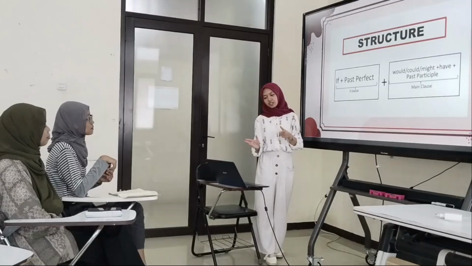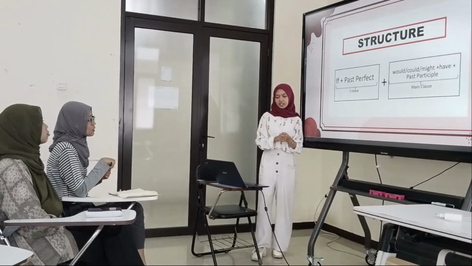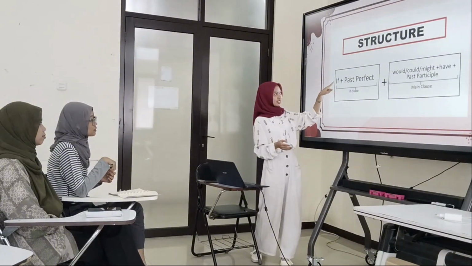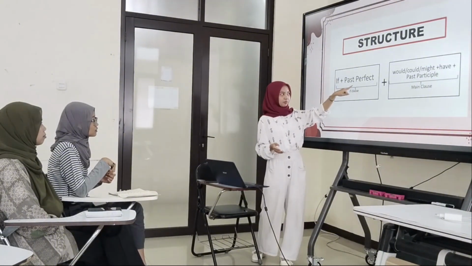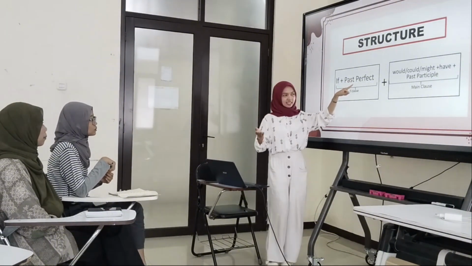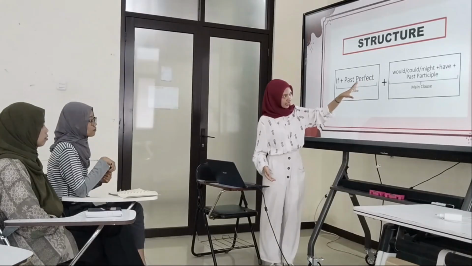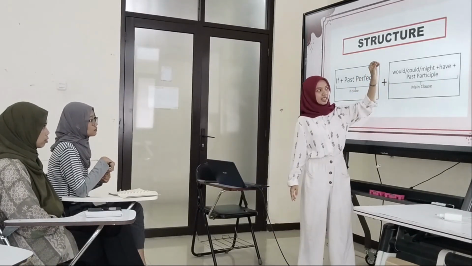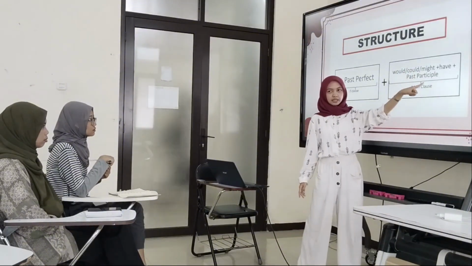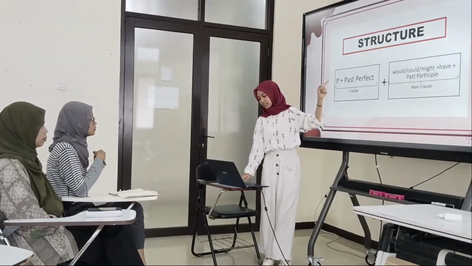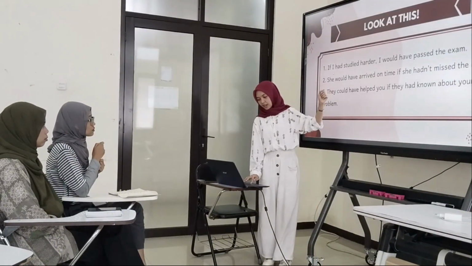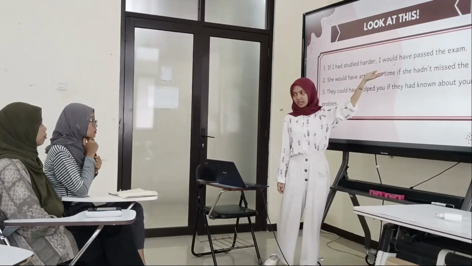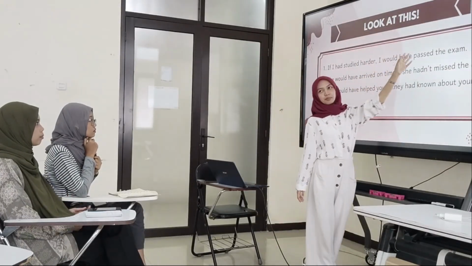And in this conditional sentences type 3, the structure is the if clause, as you said before, and in the if clause there is if plus past perfect, the tense you mentioned earlier. And then in the main clause there are would, could, or might plus have, and then the past participle. As we discussed in this example, if I had studied earlier, it is the if clause, and in the main clause we use would, and then have and the past participle.